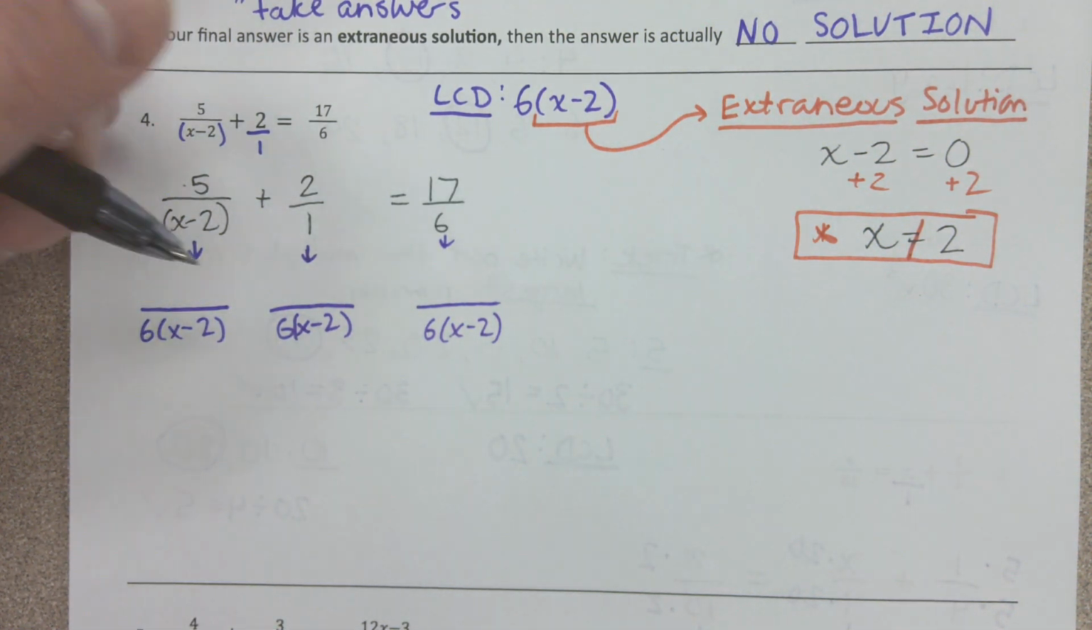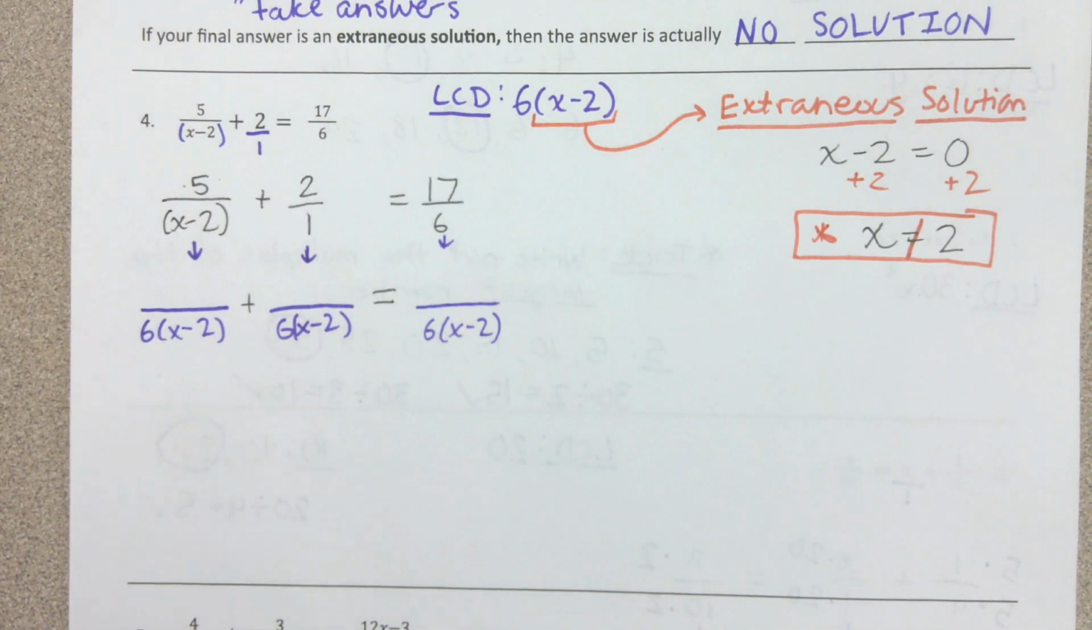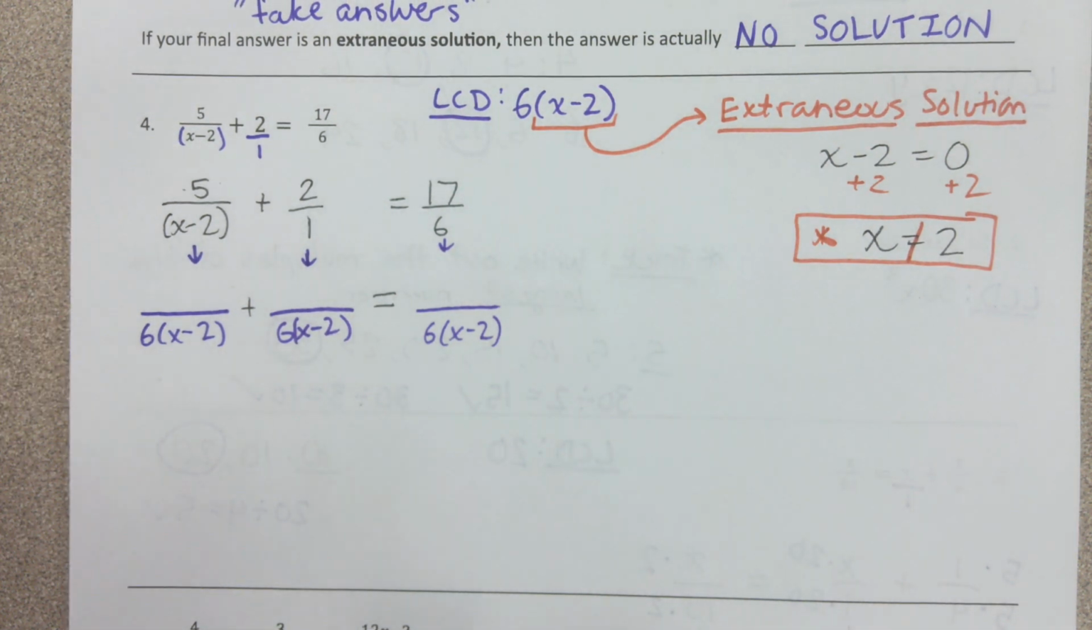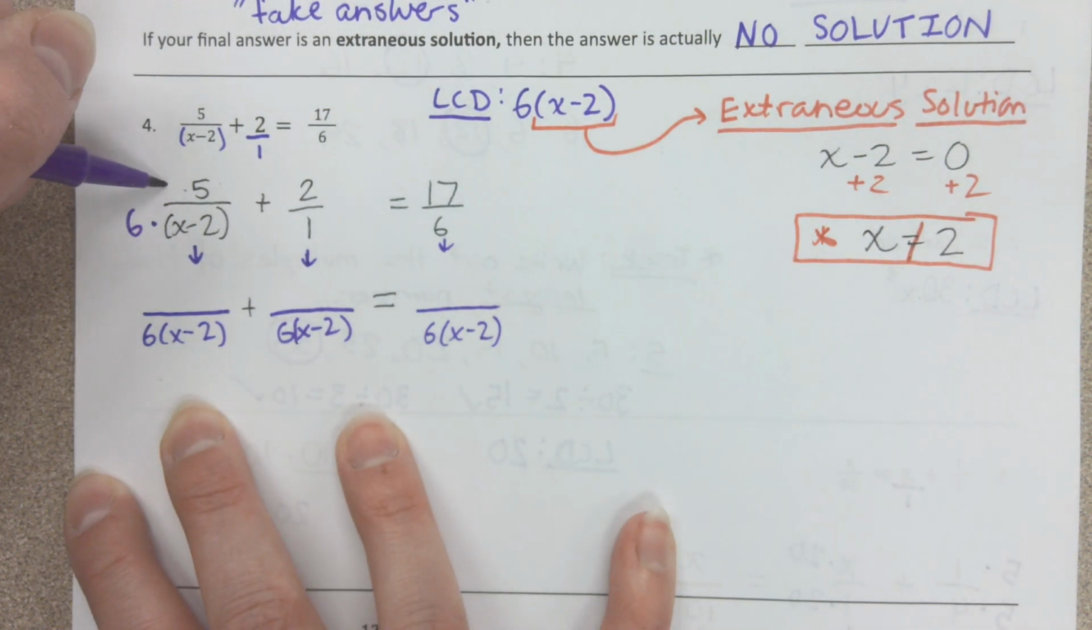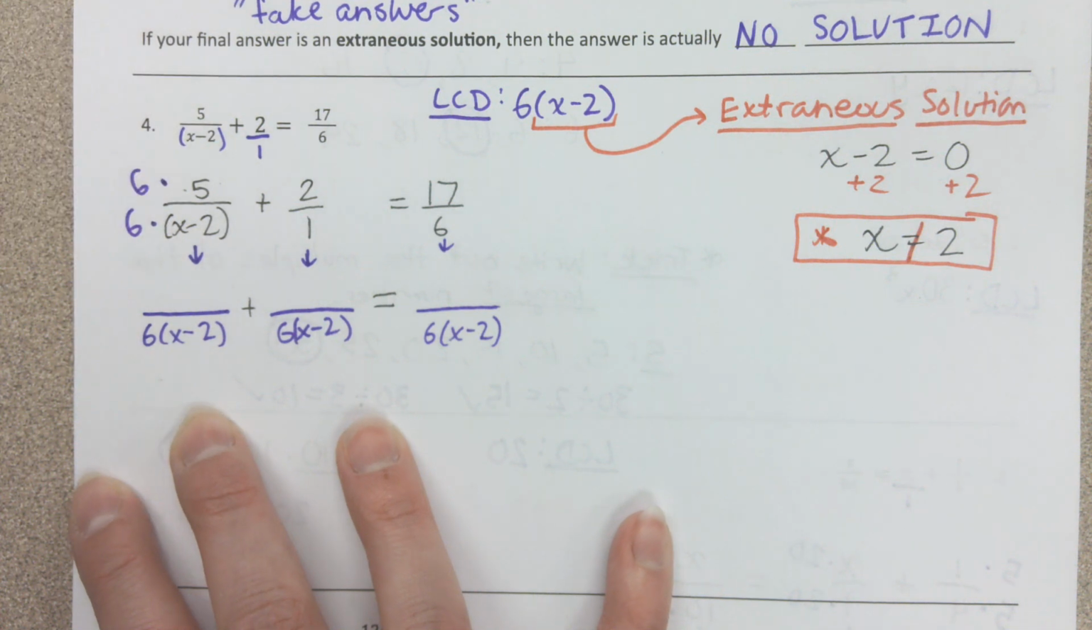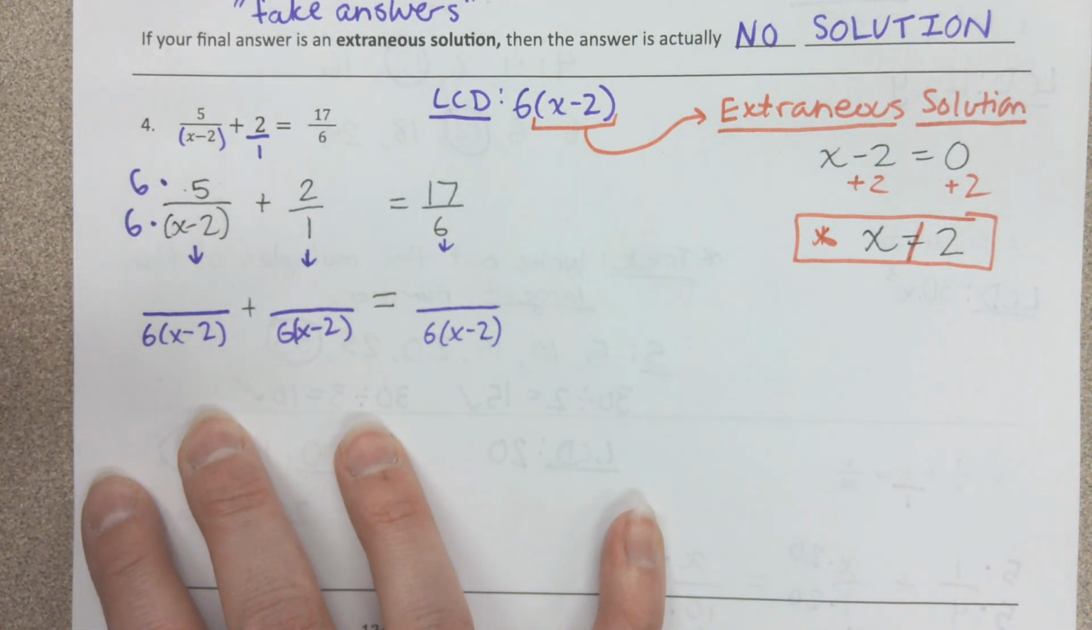And now let's go and fill in the extra symbols, the plus and the equals. Don't forget those. Now we look at each of these and decide what do I need to do to change the fractions so that they have the right denominator. First fraction, we have x minus 2. We need the 6 times 6, top and bottom. So on the top, we now have 6 times 5, which is 30.